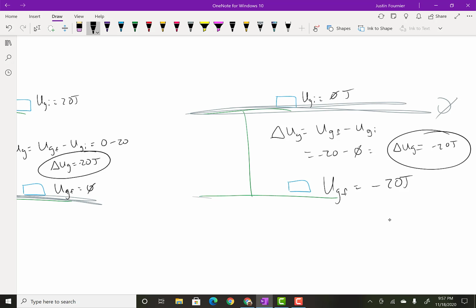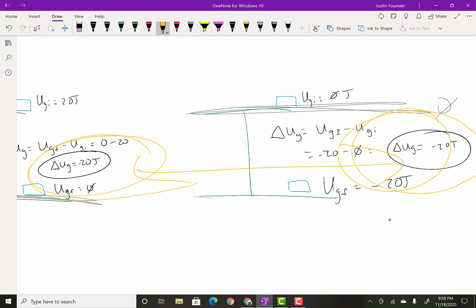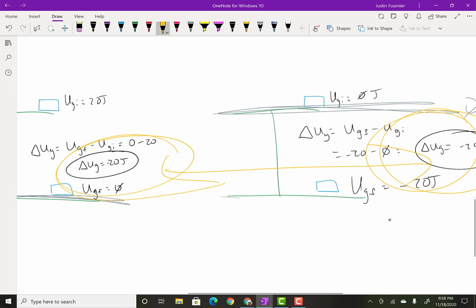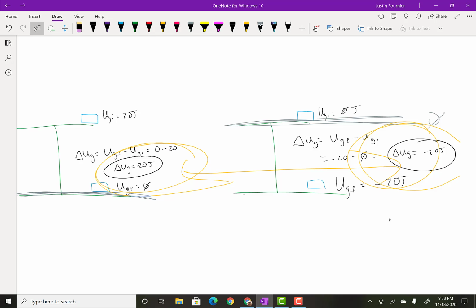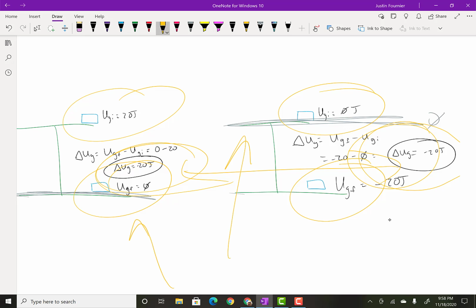So here's the thing with energy, and why, not all energy, but gravitational potential energy is particular about this. The more meaningful thing when it comes to gravitational potential energy is the change in gravitational potential energy, because the change is always the same. Both of these situations show the change in gravitational potential energy is negative 20 joules. However, the initial potential energy is different. The final potential energy is different. And that's because you get to choose where your zero mark is. You get to choose where 0 is.